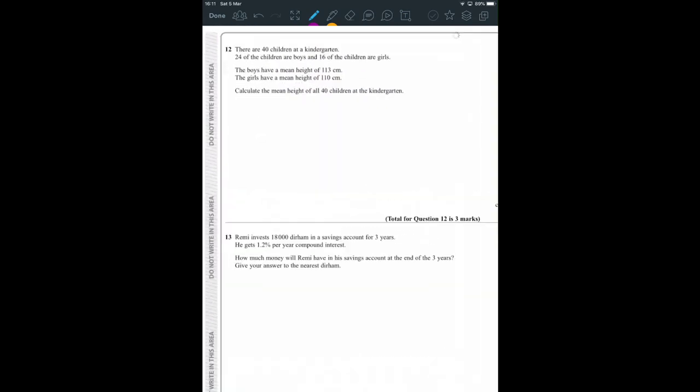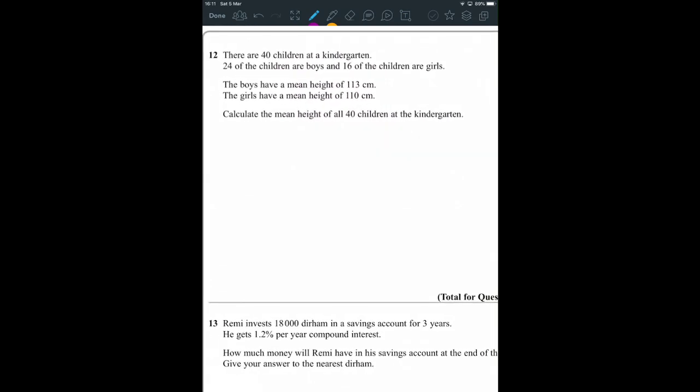Question 12. 40 children at kindergarten, 24 are boys, 16 are girls, and we have some mean heights going on. We want to calculate the mean height of all 40. Well, to calculate the mean height of all 40, we need the total height of all 40. So let's work out the total height for the boys. Well, there's 24 of them with an average of 113. Multiplying those gives us the total. So the total height for the boys is 2,712.